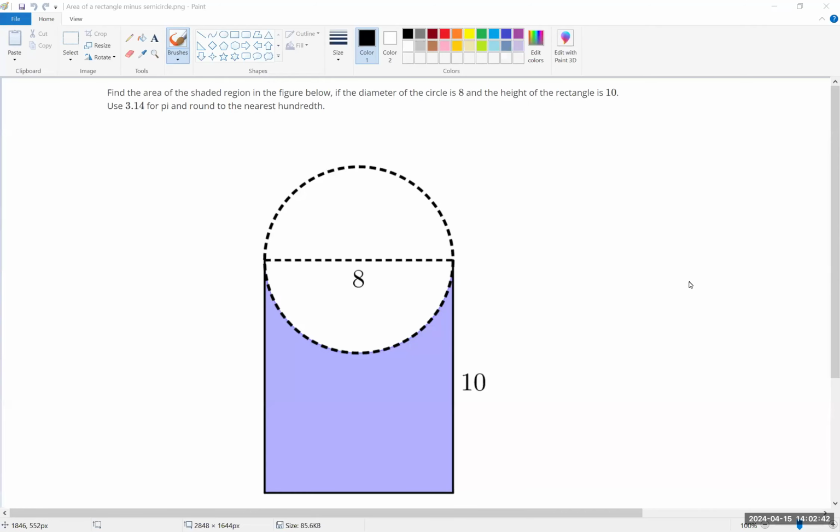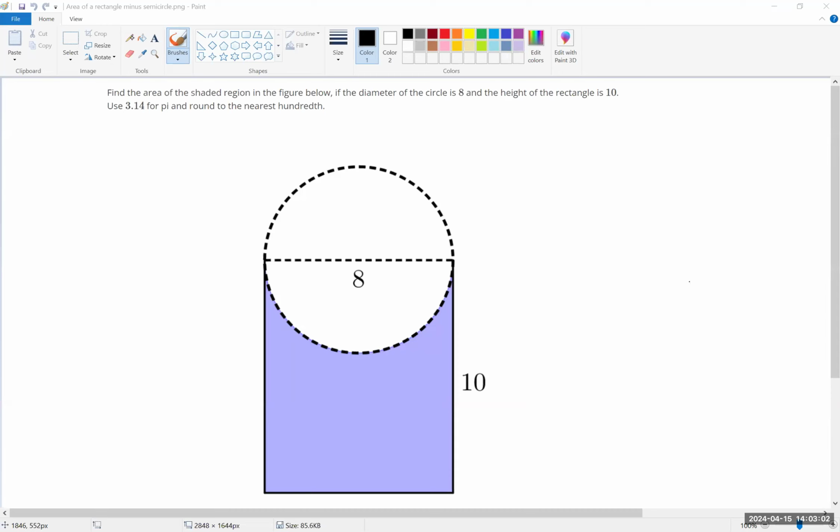This question states, find the area of the shaded region in the figure below. If the diameter of the circle is 8 and the height of the rectangle is 10, use 3.14 for pi and round to the nearest hundredth.